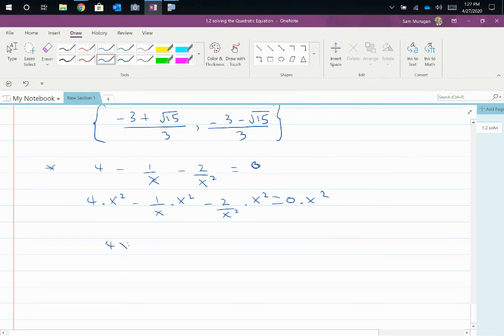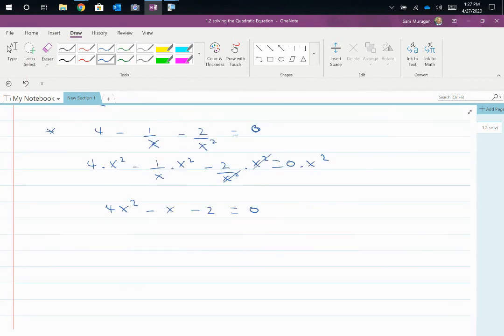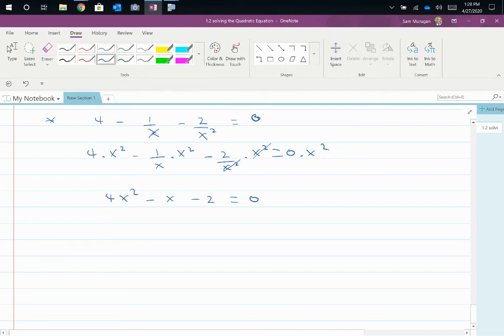This gives us 4x squared. Then we have x squared divided by x, which is x. And then x squared cancels with x squared to give minus 2 is equal to 0. And all of a sudden, this equation does not look so scary. So a is equal to 4, b is equal to -1, and c is equal to -2.